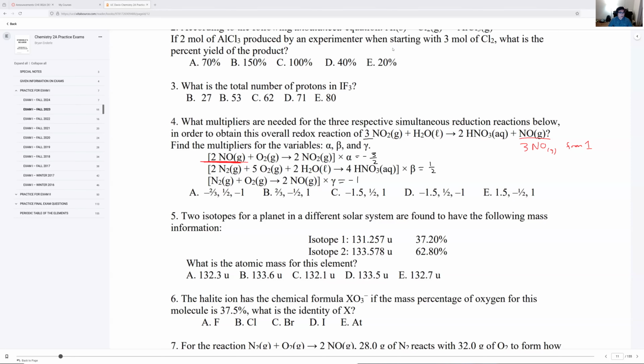So the next one on the chopping block is question 4 on 2024, is what it was.